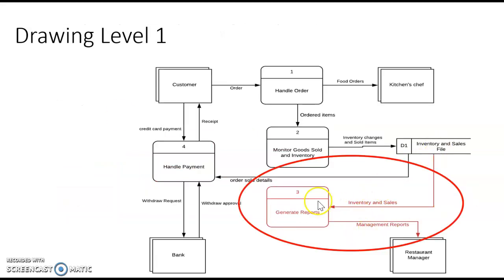So the third process was about generating reports, which will take all of the different sales and inventories used from the data store, prepare it into a report, and send it to the management. How can I know how to develop it? Just exactly like I said. It will prepare the report and then send it.